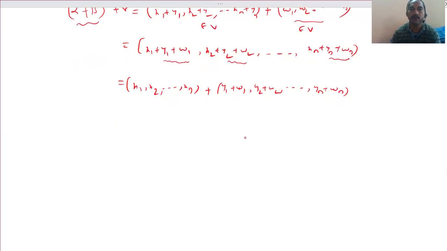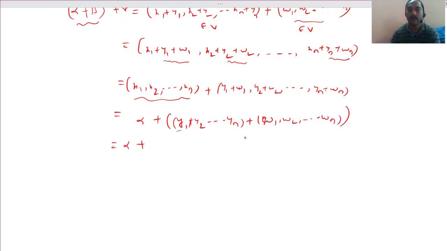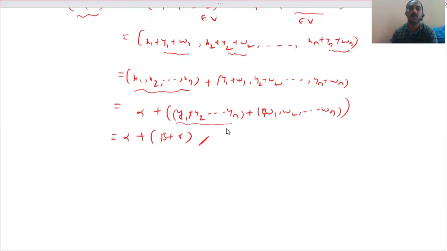Now, which is equal to, this is nothing but alpha. Here we have two vectors. So once again, apply the same property. Y1, Y2, and so on, Yn, plus W1, W2, and so on, Wn. This is the first vector, and this is the second vector. The name of the first vector in the braces is beta, the second vector is gamma. So associative property over.